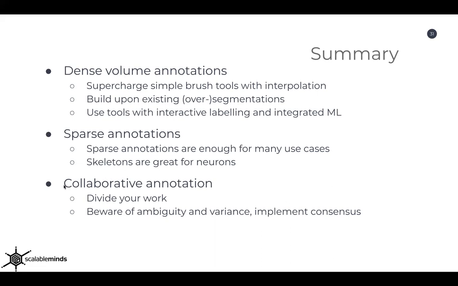If you want to go really fast, then collaborative annotation is a great way of doing that. So divide up your work, think of how you want to set up your project and your task management, but be aware that once you get the results, there will be ambiguity in there, there will be variance in there. To deal with that, redundancy helps with quality issues, and consensus is something that you also need to implement if you use redundancy.